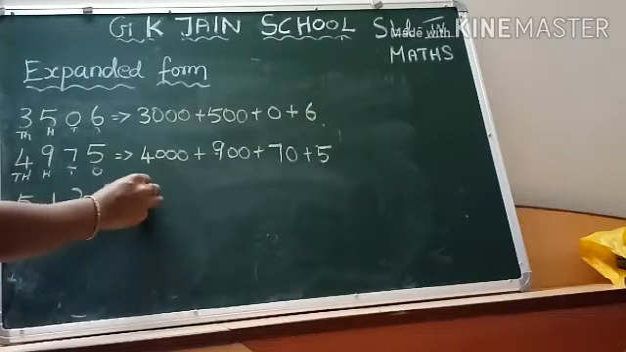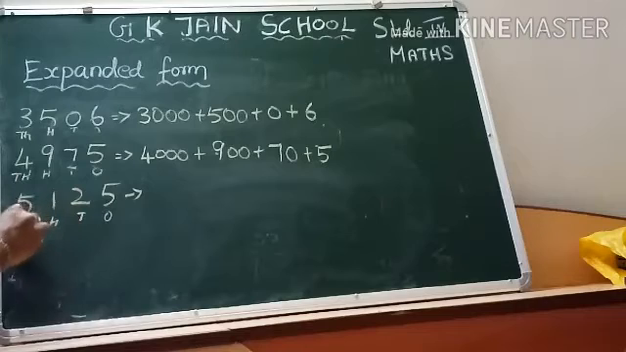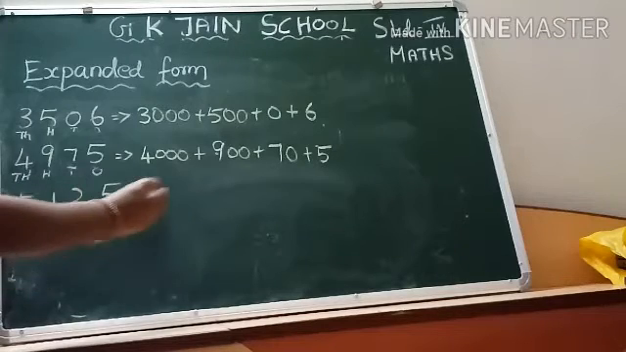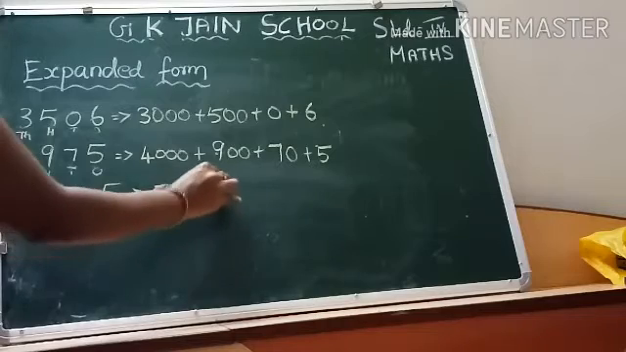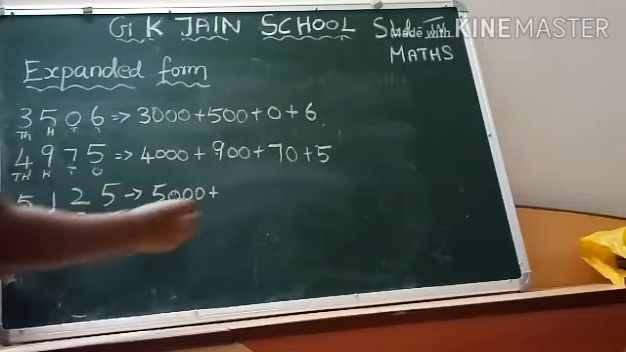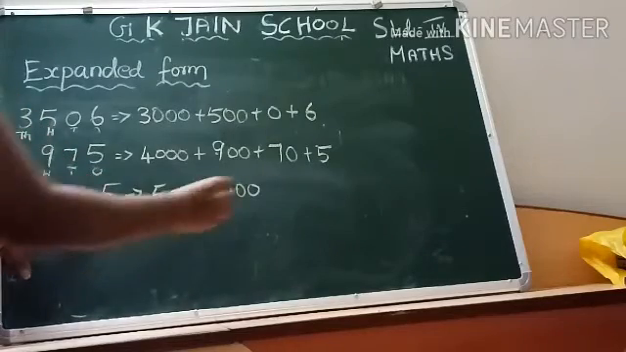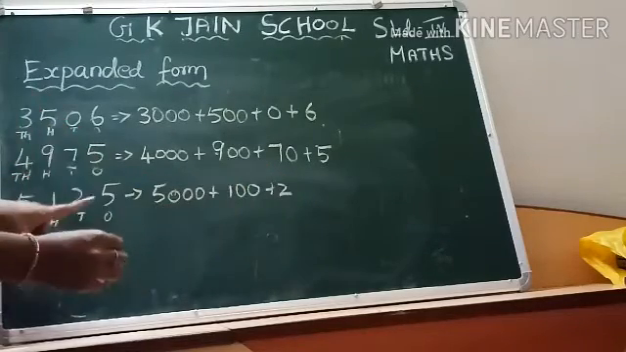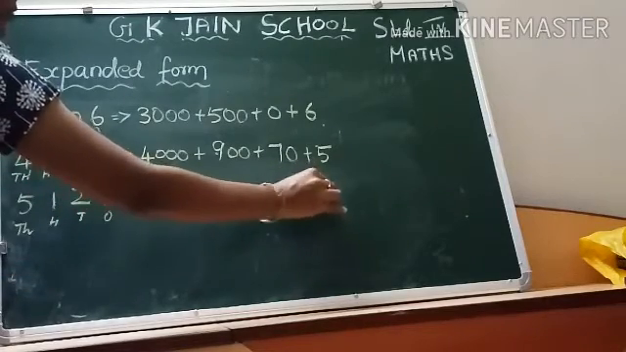Last example. Ones, tens, 100, 1000. So the first number is 5. So after 5, 3 numbers. So we put 3 zeros. Then 1. After 1, 2 zeros. The next number is 2. So after 2, only one number. So 1 zero. The last number is 5.